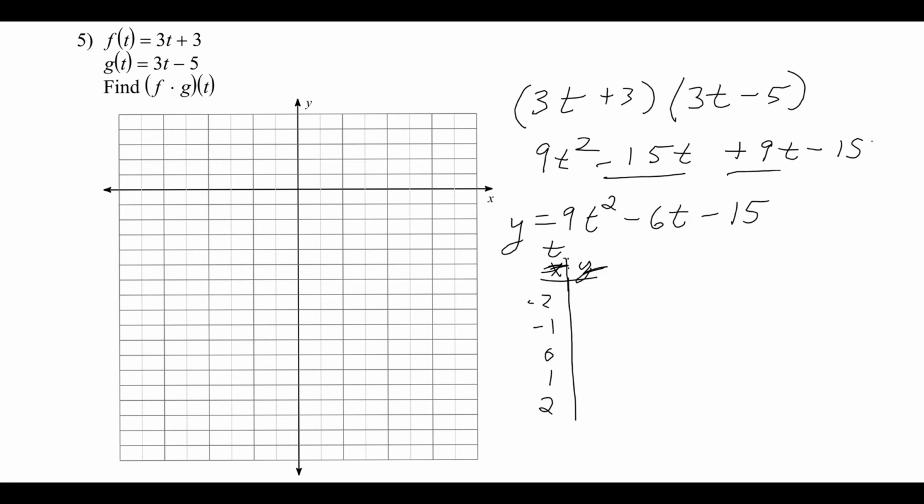All right, so let's do that. It's going to be 9 times -2 squared minus 6 times -2 minus 15. So this right here is going to be positive 4 times 9 is 36. So this is 36. And then plus 12, and then minus 15. So 36 plus 12 is going to be 48, and 48 minus 15 is 33. It's not pretty.